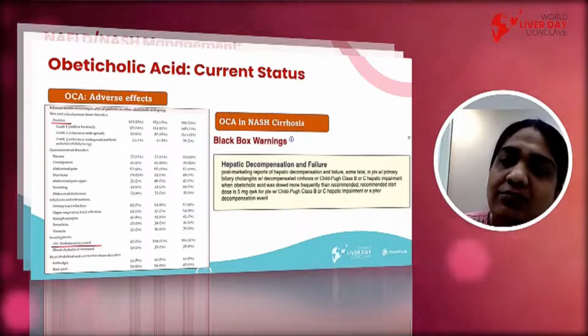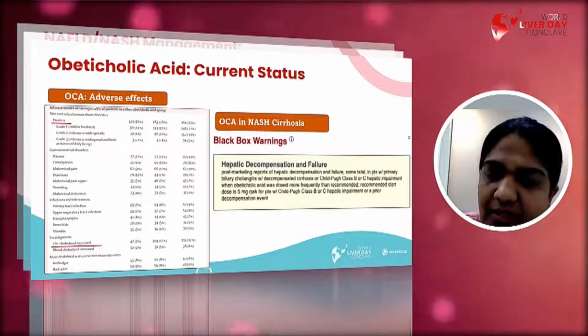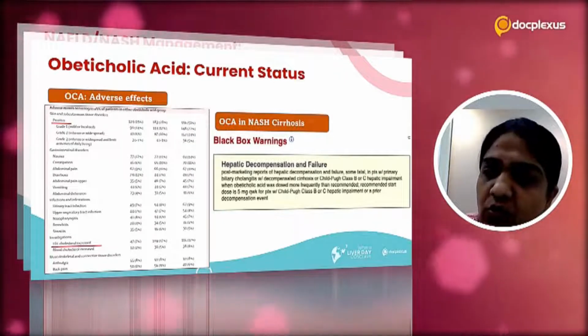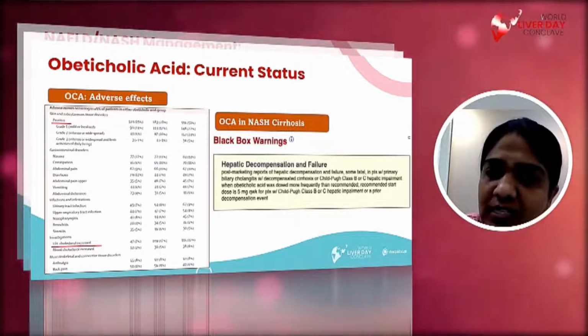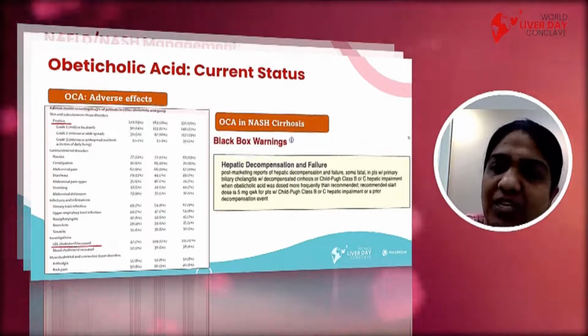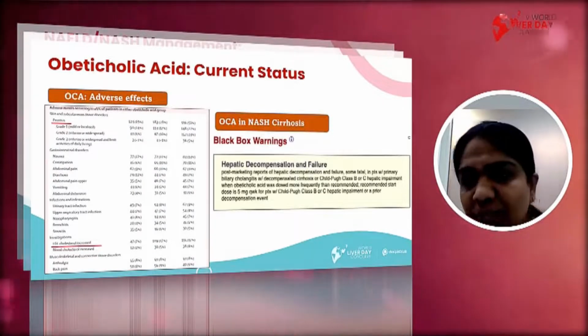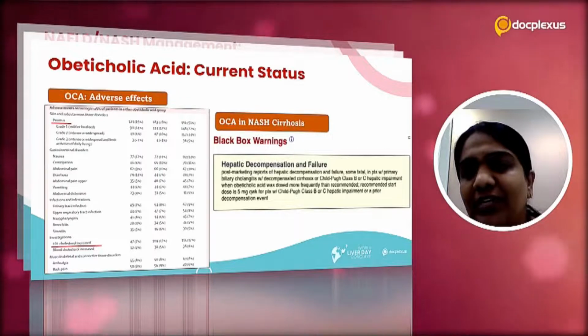it is used in advanced stage of cirrhosis, that is CTP score of more than class B or C, the risk of decompensation and liver failure increases. So in such patients, it has to be used at a lower dose.